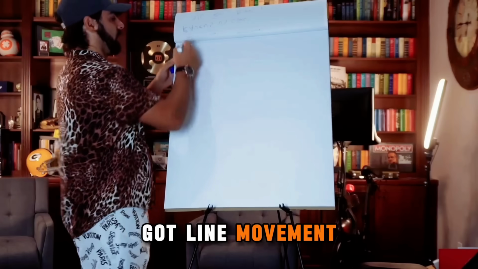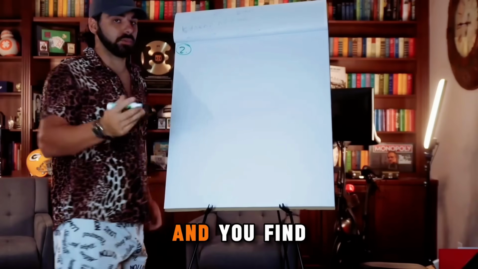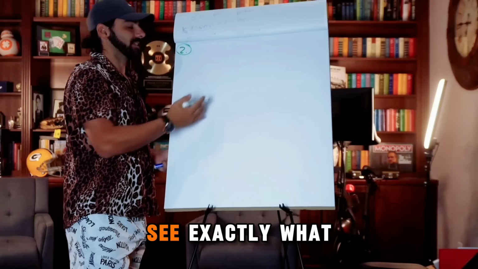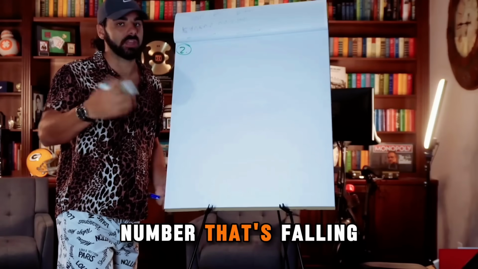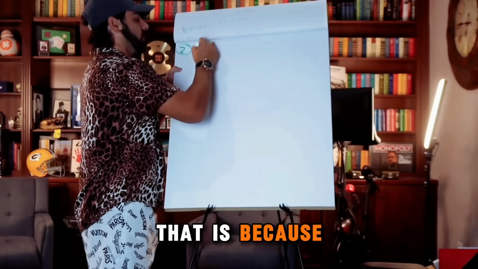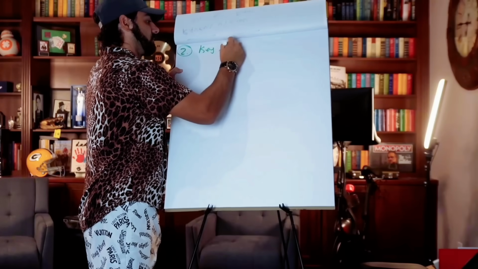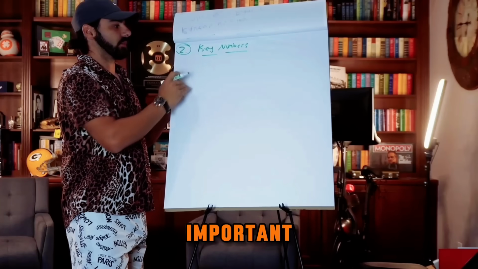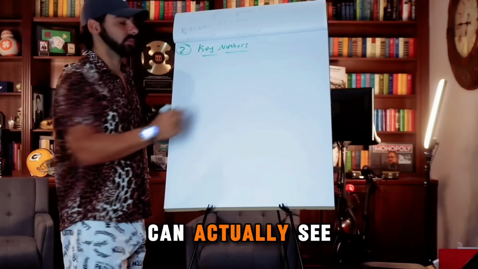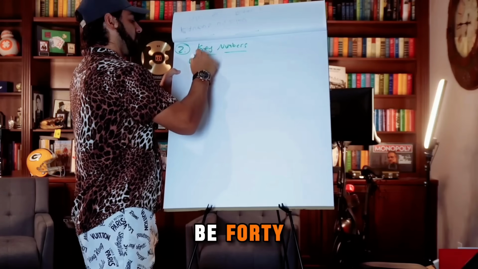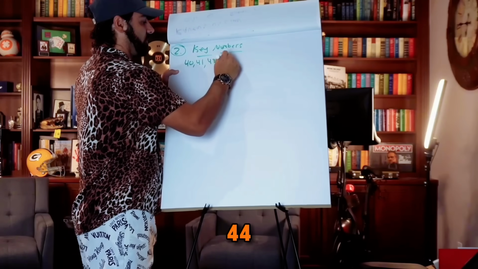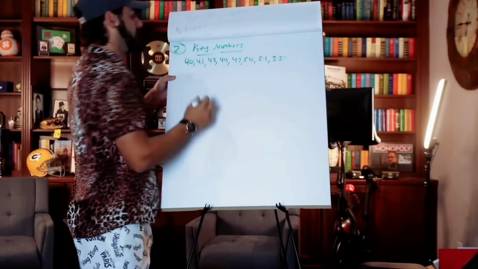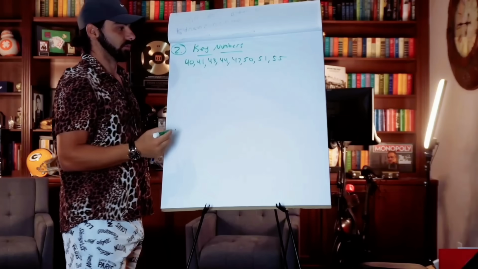Now that we got line movement out of the way, the next thing that we want to look at: once you go through and find those plays that have actual line movement, now you want to see exactly what number that's falling on. The reason is because there are key numbers in the NFL for totals and for spreads, but we're talking about totals right now. This is why it's so important, all right? I'm going to write down these numbers for you so you can actually see. The first couple numbers are 40, 41, 43, 44, 47, 50, 51, and 55, okay? These are the key numbers for totals right there.